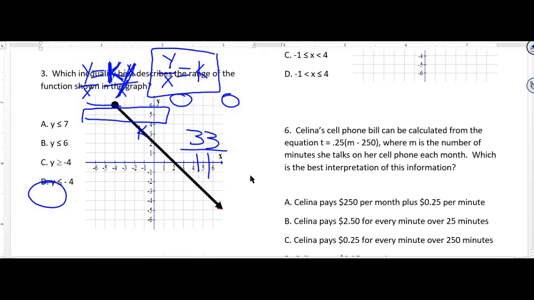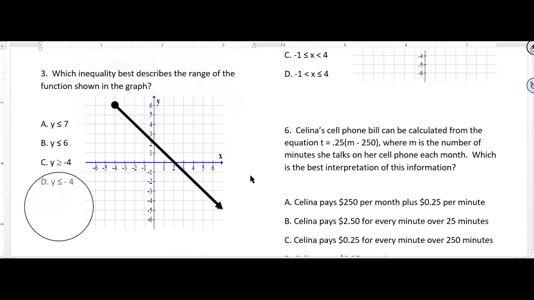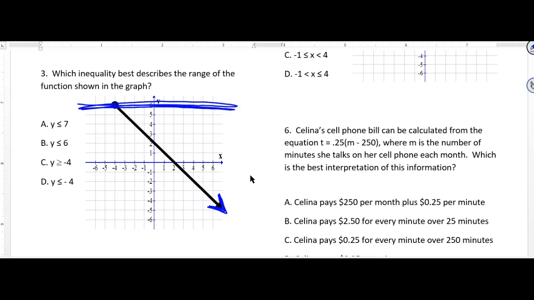Number 3, inequality. Which inequality best describes the range of the function shown in the graph? I know range is top to bottom, or bottom to top. Down at the bottom, I don't have a boundary because it keeps going forever and ever. But up top, I do have a boundary of 6. So 6 is my only boundary. That kind of gives away the answer, because none of these use 6.